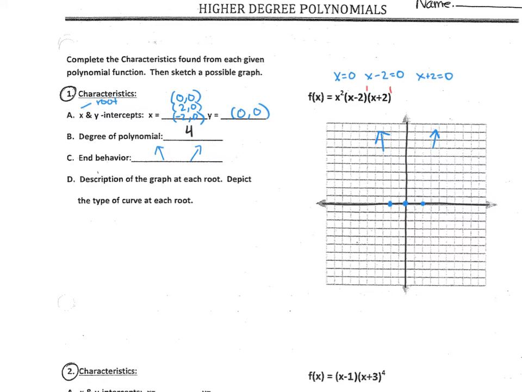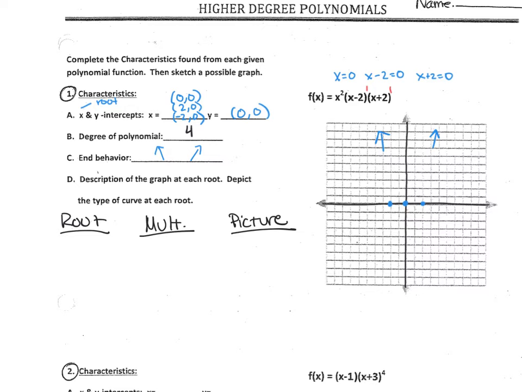The last feature it asks, it says to describe the graph at each root, depict the type of curve at each root. So this is how I'm going to split it up. I'm going to put the root here. I'm going to list the multiplicity here. I'm just going to write mult. And then I'm going to put a picture of what it's going to look like here.